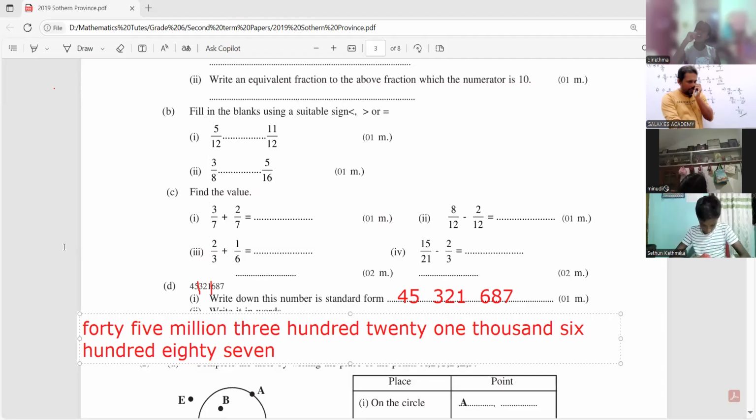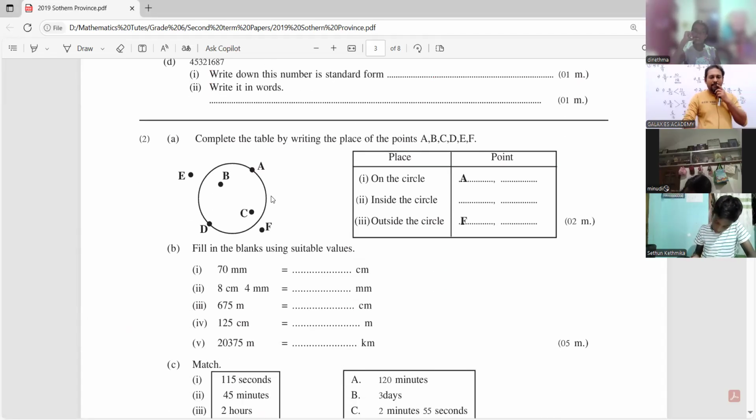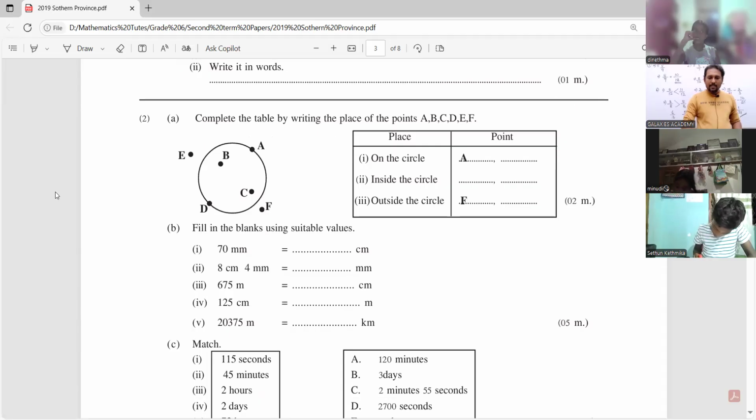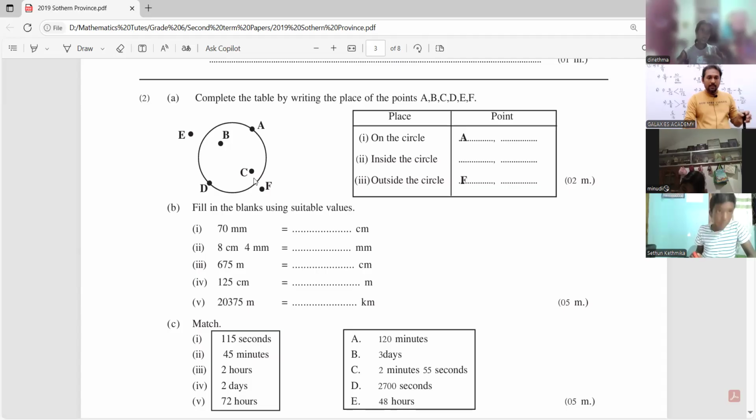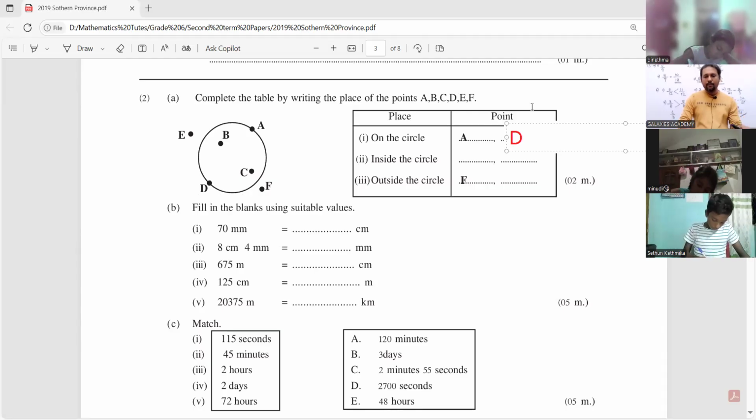Right, then let's go to the second question. The second one given, also there are three subparts given. Part A, a circle given, then some points given. You have to complete this table. First column place, second column points. First part, on the circle, what are the points? A and D. A given, so the second blank you have to write D. Inside the circle, points B and C. Outside the circle, F and E.